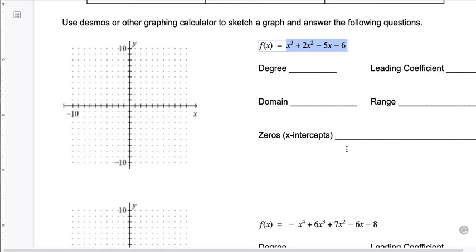The degree and the leading coefficient we can find very easily. The degree is 3, because that's the highest exponent. The leading coefficient is 1, because that's the coefficient that goes with the highest degree.